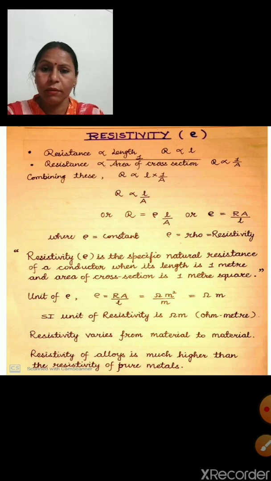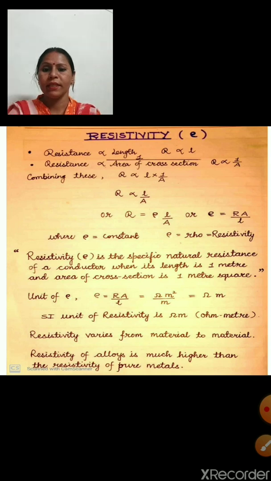Resistivity varies from material to material. It means different materials have different resistivities. Copper will have its own resistivity, silver will have its own resistivity, and the resistivity of silver is the least. That's why silver is the best conductor. Now, one more thing I want to add here: alloys have high resistivity and pure metals have low resistivity.